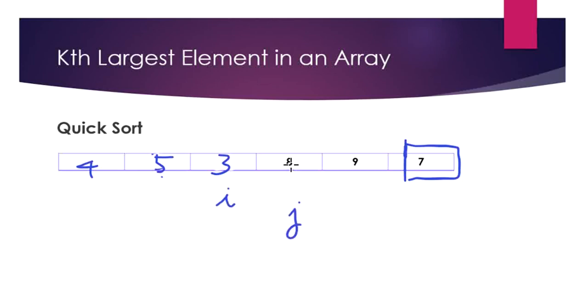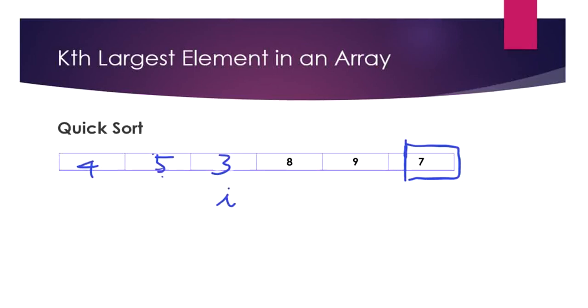Now we are comparing 8 and 7. 8 is greater than 7, so we are not swapping the element but just moving the j. So now j is in this position. We are comparing 9 and 7. 9 is again greater than 7, so we are not swapping anything. I stays the same and j moves. So now the iteration is completed.